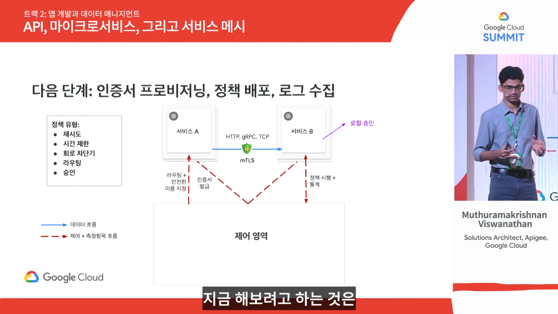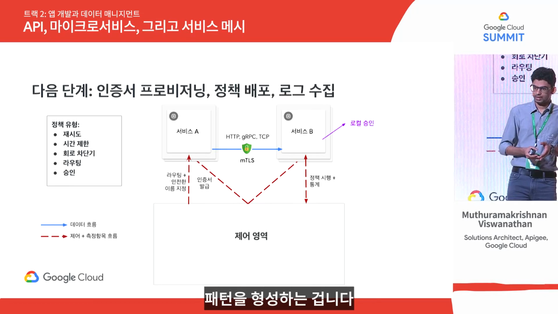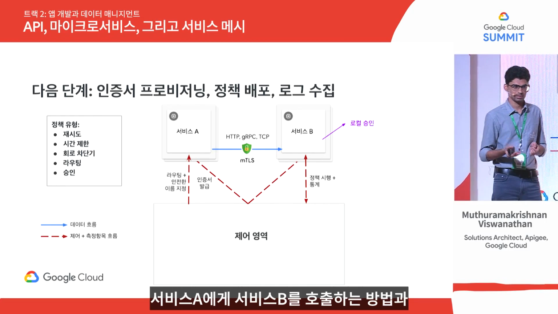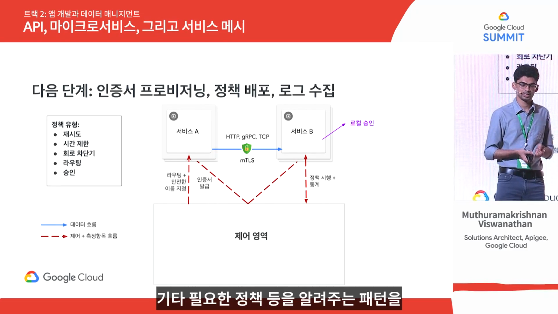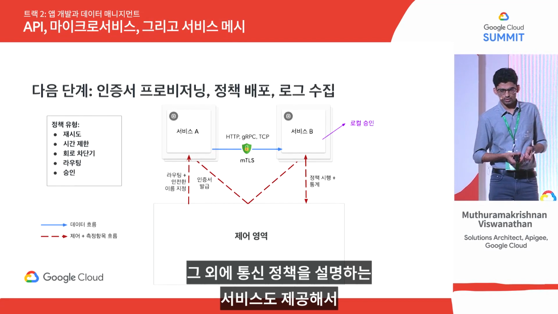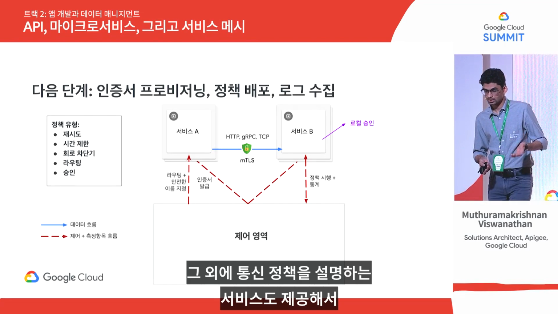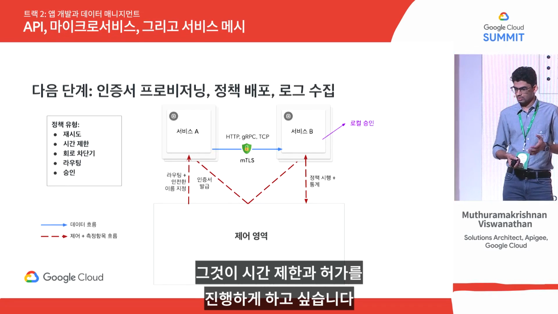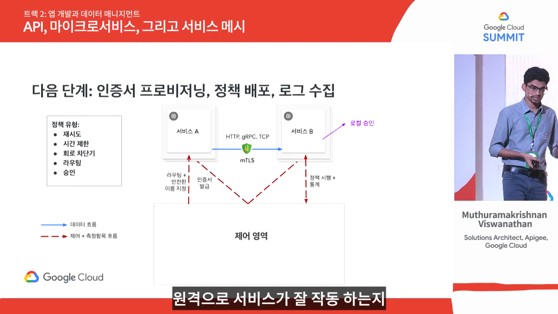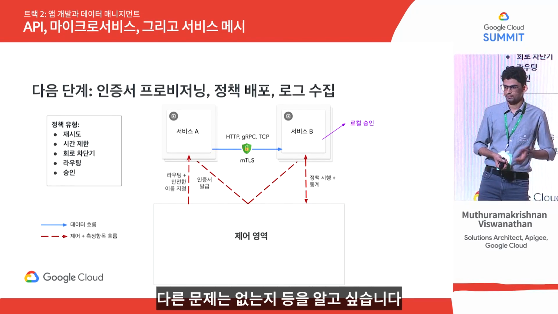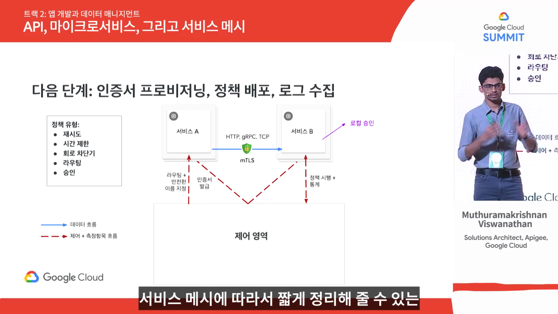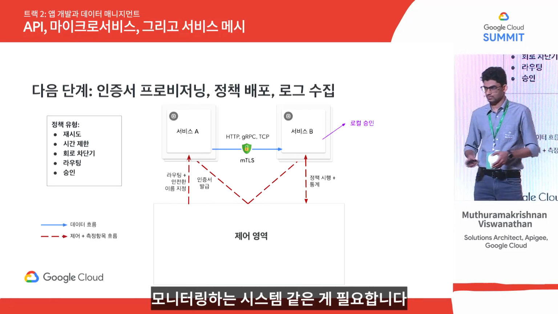So what we're doing now is we are trying to form a pattern of interaction where the control plane will let service A know how to call service B and what policies it needs to go through, et cetera. We also want to provide services to describe communication policies related to retries, timeouts, and authorization. Also, we want to understand telemetry from each service. Is the service working? Is there any performance issue, et cetera? So we need some sort of monitoring system that can monitor calls from all these services and give you a single unified view of what's happening along the service mesh.